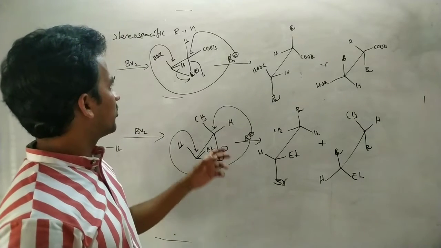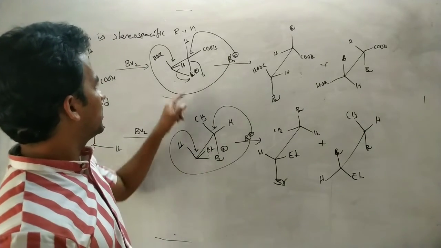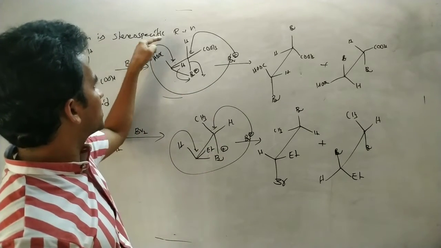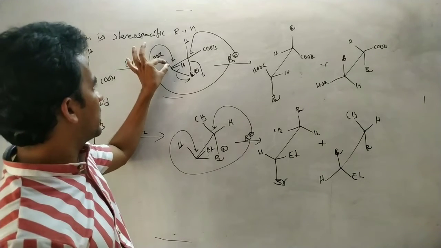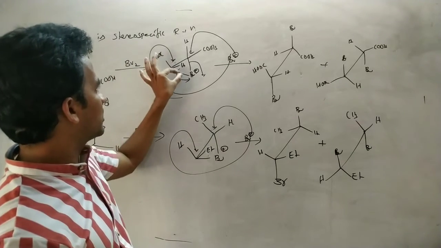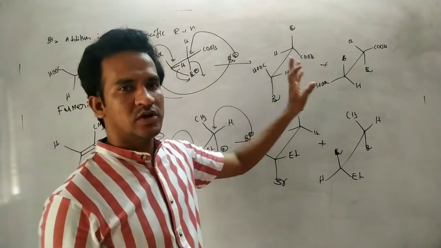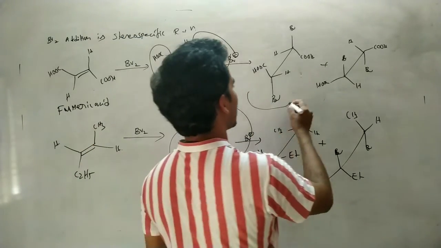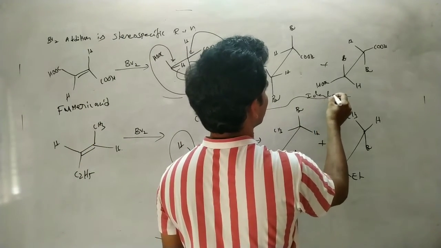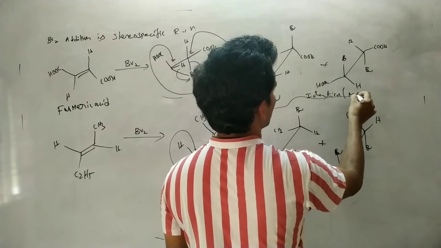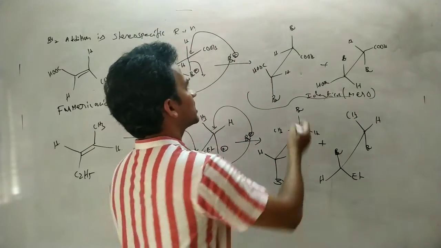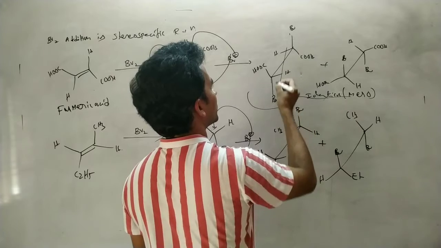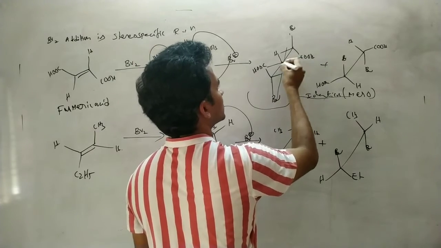The one point you should remember is that while Br minus attacks from the upper side, this COOH goes downward and this hydrogen goes downward. Now these two are actually identical, and these two are meso compounds. How are these meso compounds? Because there is a plane of symmetry: hydrogen, hydrogen, COOH, COOH.